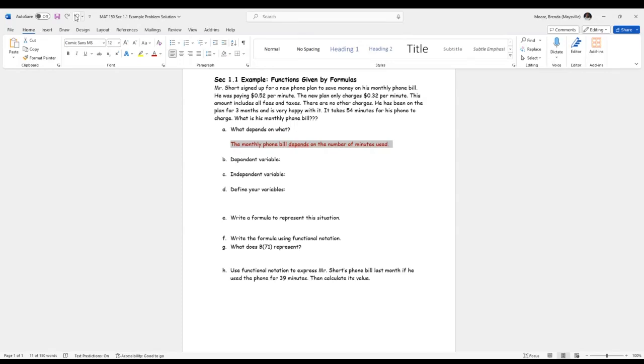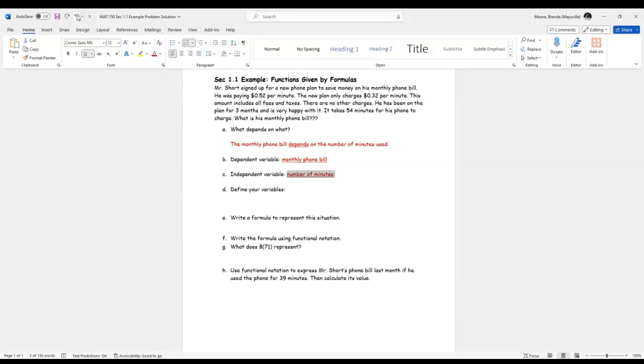Once we establish what depends on what, we can identify the dependent variable and the independent variable. The dependent variable is the monthly phone bill because it depends on something. What does it depend on? The number of minutes. Therefore, the number of minutes is the independent variable.